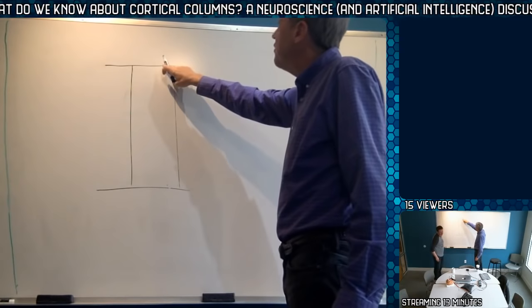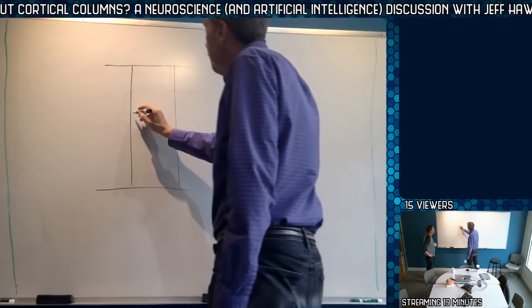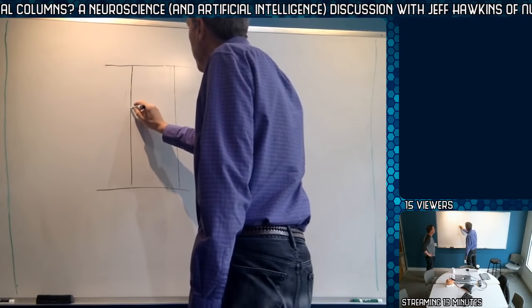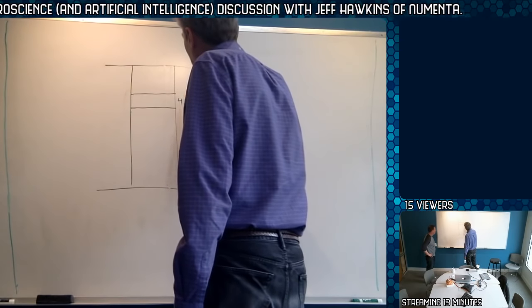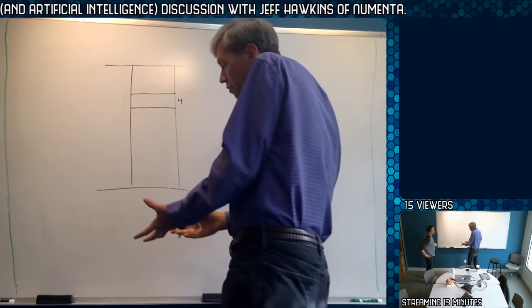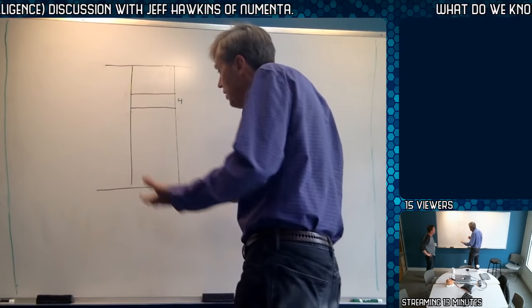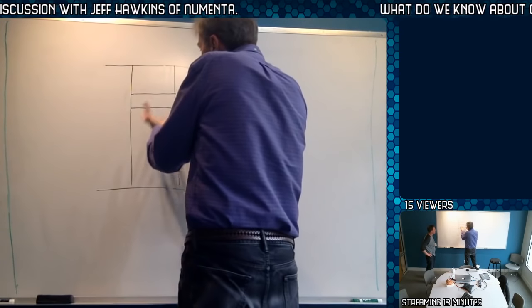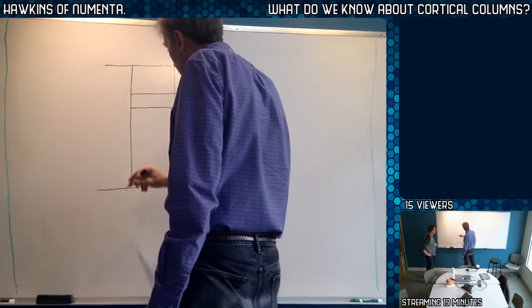So the general view goes like this, and then we can talk about exceptions. The general view is that the primary input layer is layer 4. So we'll just put a 4 there. That means that if you were getting something from the skin or from the eyes or from the ears, and these are primary regions of the cortex, those inputs would come into layer 4.